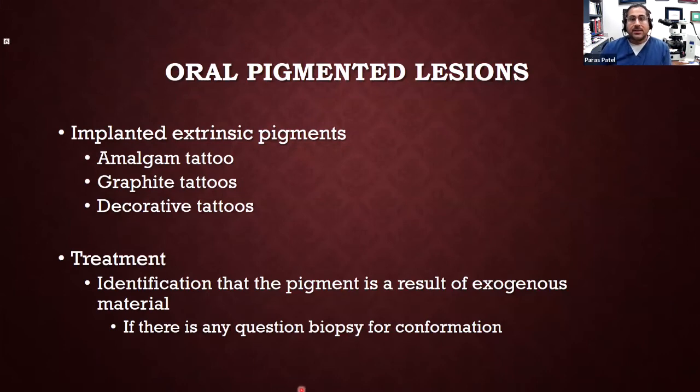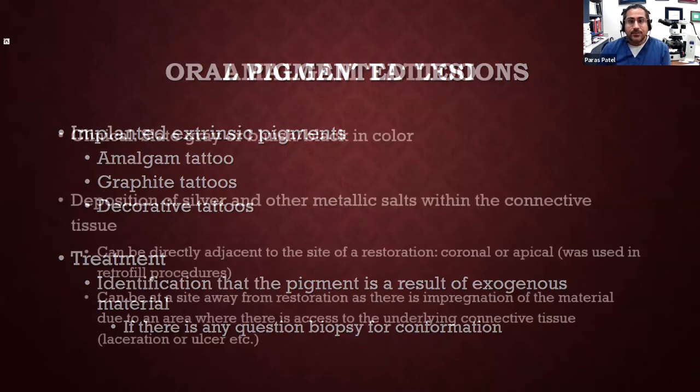Implanted pigmentation, or implanted extrinsic pigments, can be a result of amalgam or silver fillings that we place, or graphite tattoos, and some of them can be something the patient is doing themselves, like a decorative tattoo.